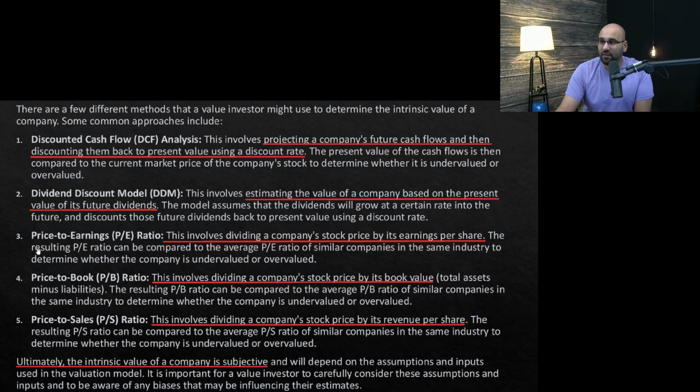So these are 5 very common approaches. There are other approaches. People customize these approaches to make it work best for them. And so this is a good start. Ultimately, the point that I'm making is that the intrinsic value of a company is very subjective. And so let's go into how I value companies.